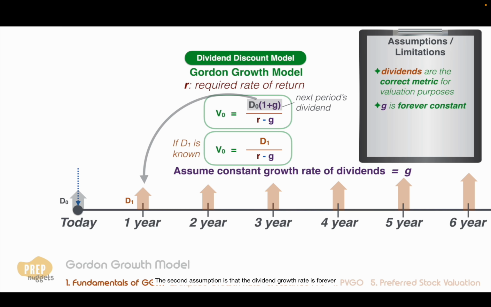The second assumption is that the dividend growth rate is forever constant. That is, it is perpetual and never changes. Third, the required rate of return is also constant over time. And lastly, the required rate of return, R, is strictly greater than the dividend growth rate, G. Otherwise, the math will not work.